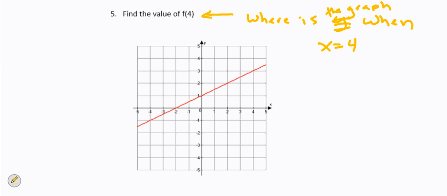So we're going to be a little person on 4, and we're going to look up at the graph, and we're like, oh, there you are. How tall are you? You are 3 tall. So f of 4 is 3.